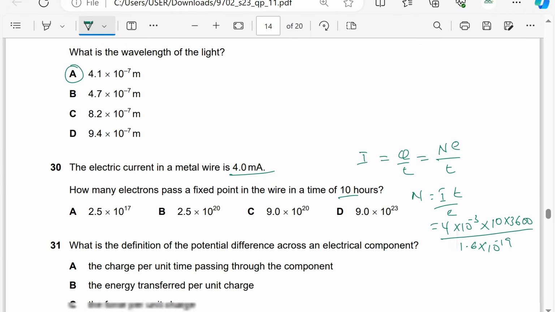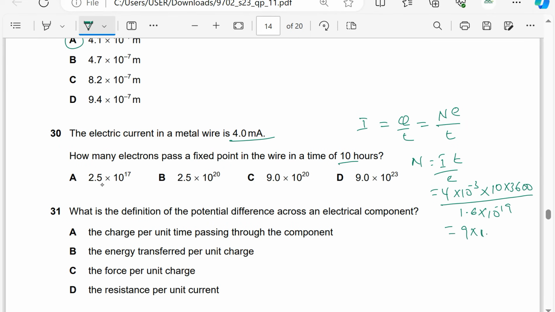So this is 9 times 10 power 20. So the answer here is going to be C.